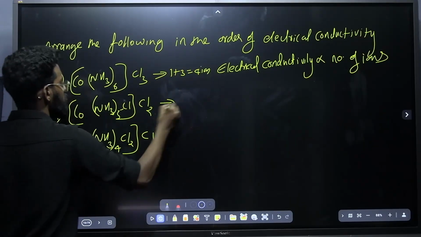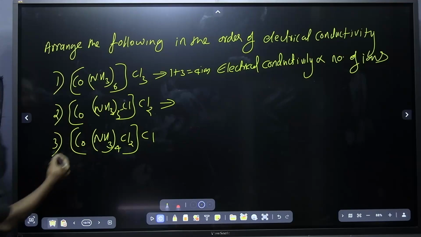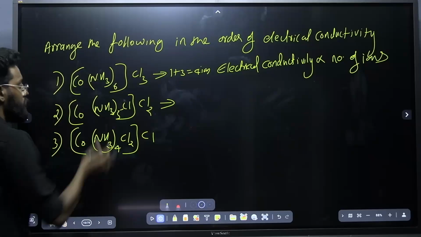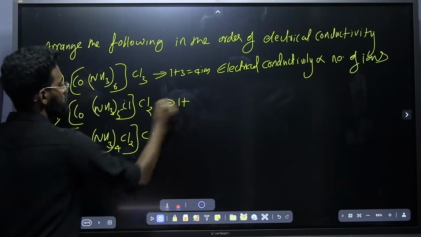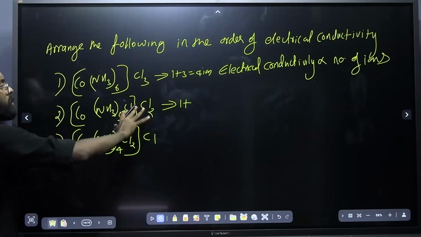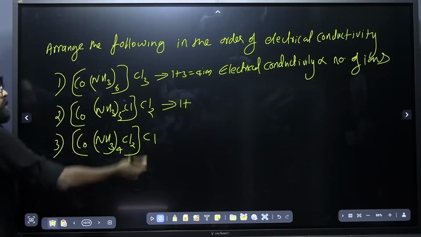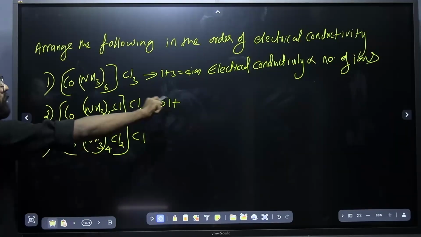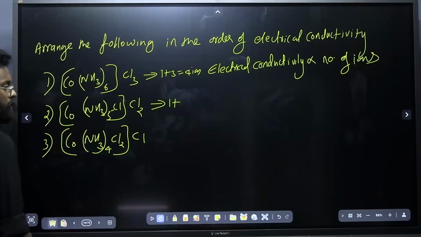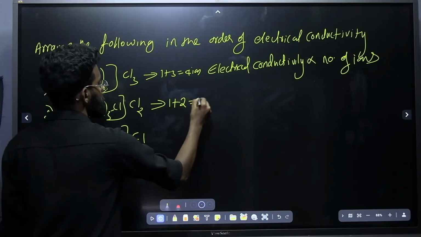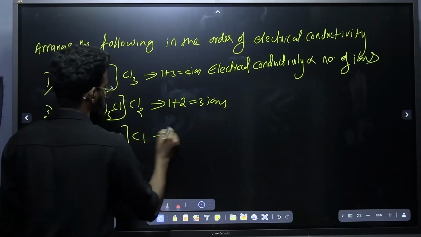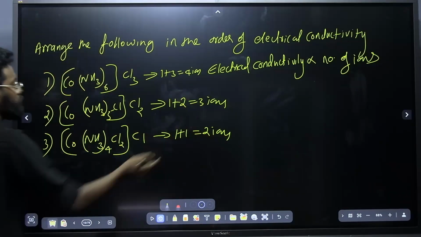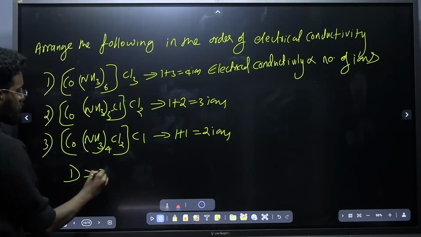And here you can see how many ions will be forming. The ligand that is present inside the coordination sphere won't be splitting, so it will exist as a single ion. So 1 plus 2 chlorine outside. Only the counter ion which is outside the coordination sphere will be splitting and involved in the reaction. And the second will be 3 ions, and here 1 plus 1, it is 2 ions. So the number of ions is higher for the first one, then the second, then the third.